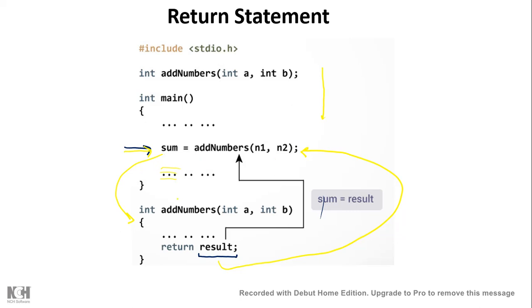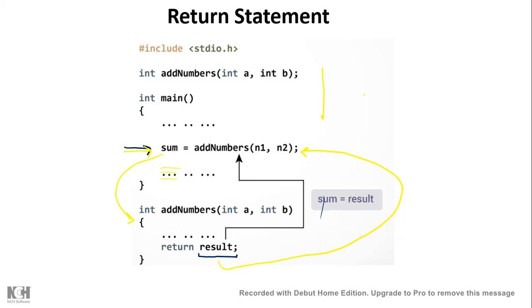In this example, the value of the result variable is returned to the main function. The sum variable in the main function is assigned this value. That means now sum contains whatever value is returned by the function as a result. And then in further lines of code, suppose we want to print this sum, we can do that.